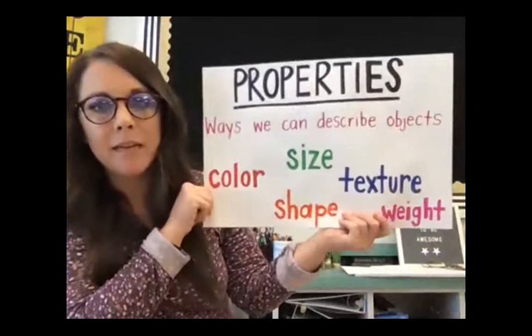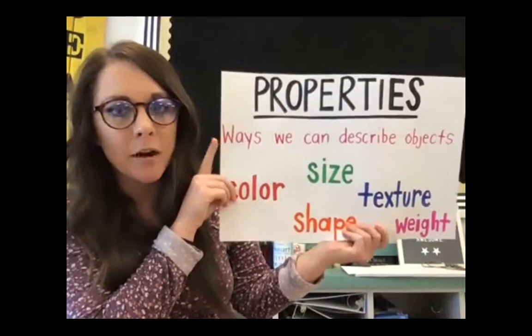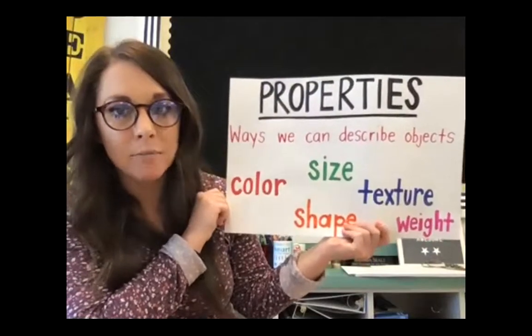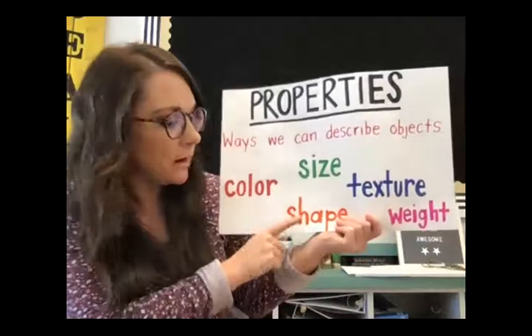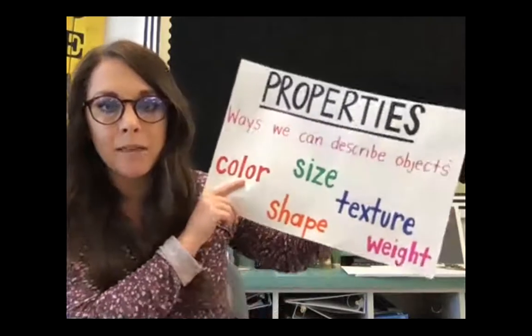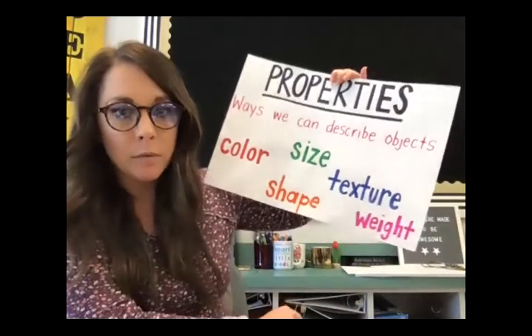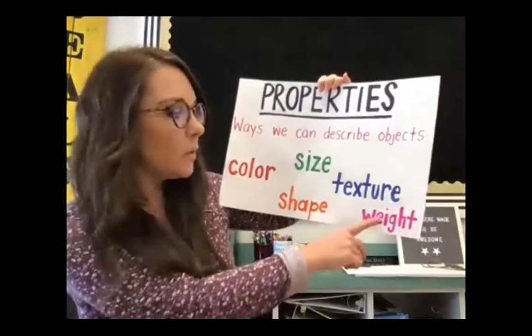So we have been talking about this word properties. And remember, properties are ways we can describe objects. Last week, we were talking about how we describe objects by their shape. This week, we're going to be talking about another property, which is weight. Weight talks about how heavy or light something is. So whenever you are talking about how something is very heavy or it is very light, you are describing its weight.